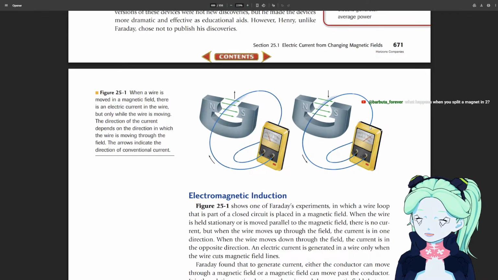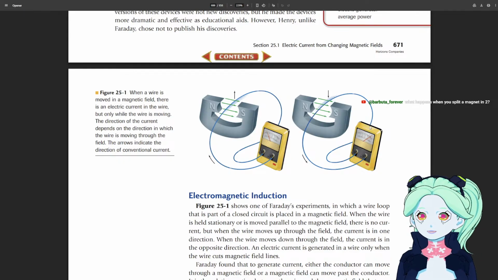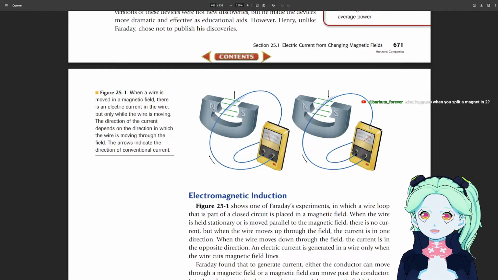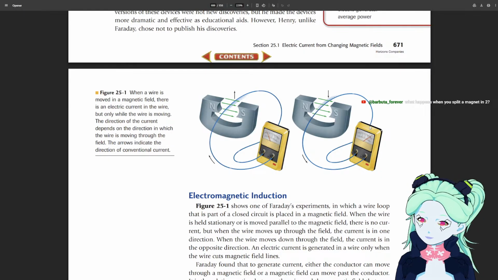What happens when you split a magnet in two? Well, you create two new magnets that both have a north and south pole.